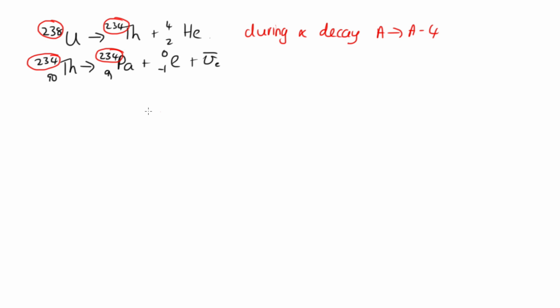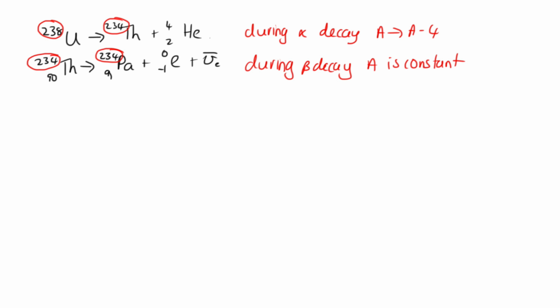It's merely converting from a neutron into a proton plus an electron, or from a proton into a neutron plus an anti-electron. So during beta decay, A is constant, A being the mass number.